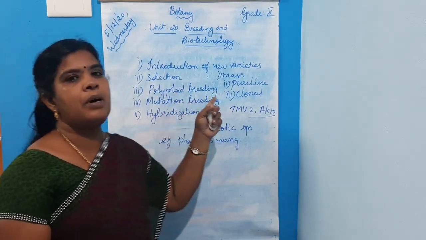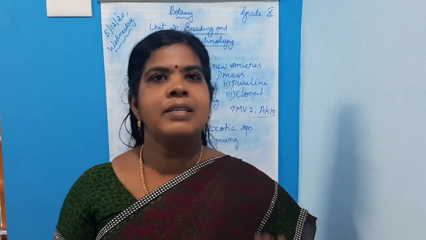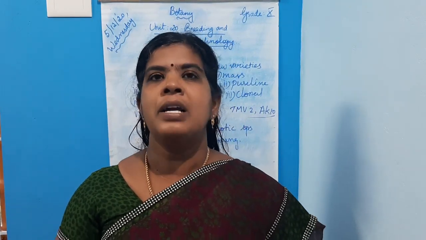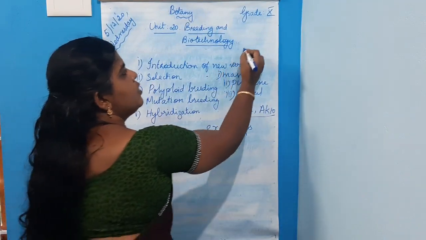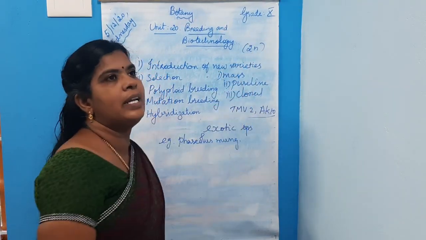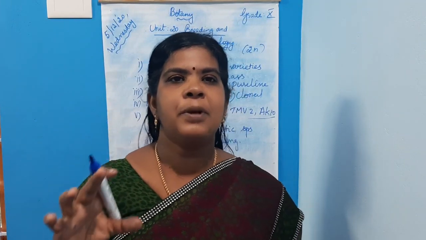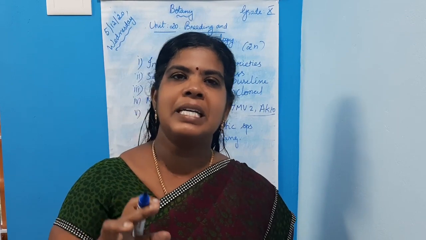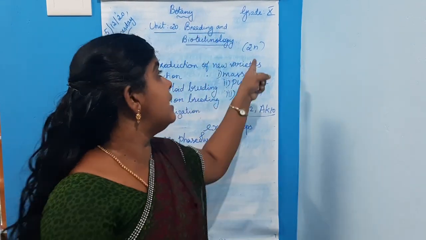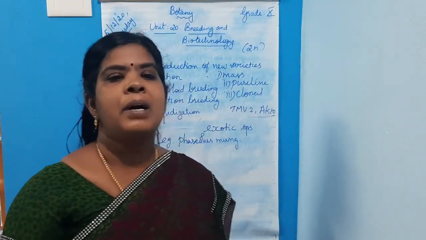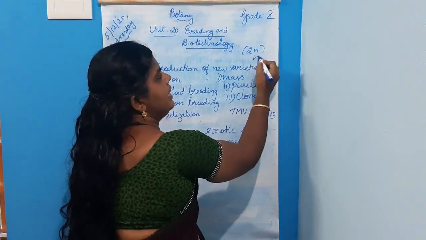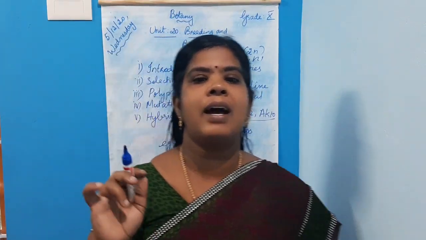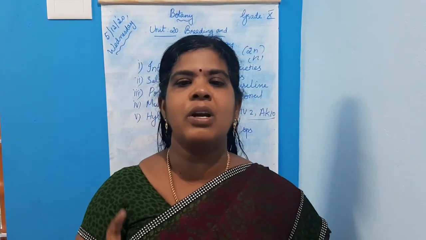Polyploid breeding. You all know that sexually reproducing organisms have a diploid set of chromosomes in their somatic cells, in the sense body cells. It is designated as 2N, isn't it? But the gametic cells have a haploid set of chromosomes. It is designated as N. The gametic cells have only one set of chromosomes, that is called haploid.